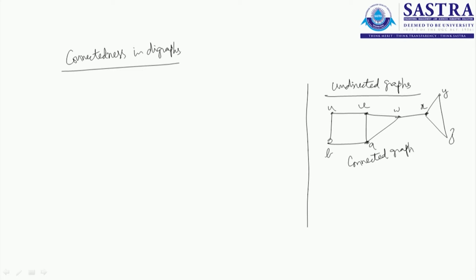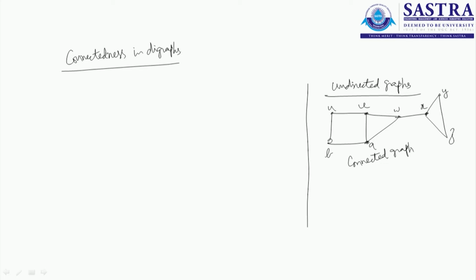Now what I have to do is define connectedness in the digraph. Relevant to this path in the undirected graph, I have to define what is meant by a path in a directed graph. All those things are being discussed in this particular lecture. So our aim is to define connectedness in a digraph, which is also called a directed graph.